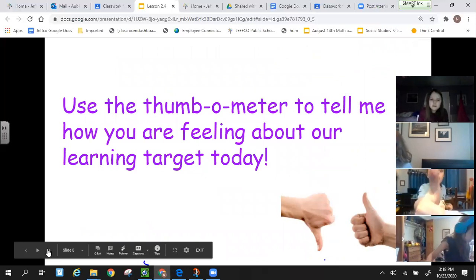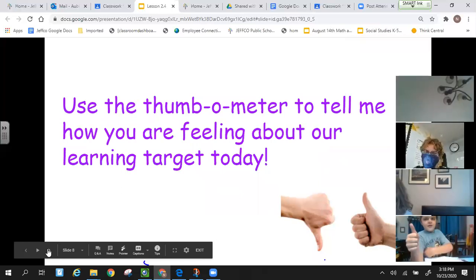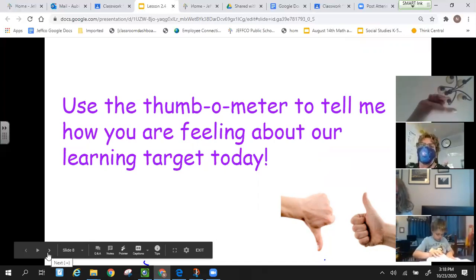So just give me a quick thermometer. How are you feeling about all of that problem solving and analyzing them and writing your own? It's a lot. I see a lot of thumbs up. I see some sideways still. If it is still sideways, we will continue working on that.